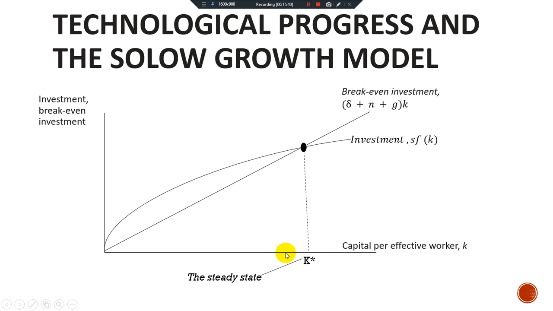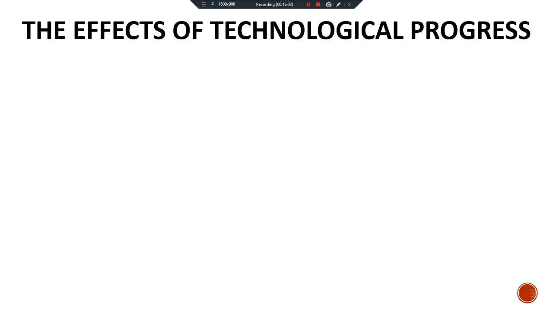There is one level of capital, denoted by k*, at which capital per effective worker and output per effective worker are constant. As before, this steady state represents the long run equilibrium of the economy. The effects of technological progress.